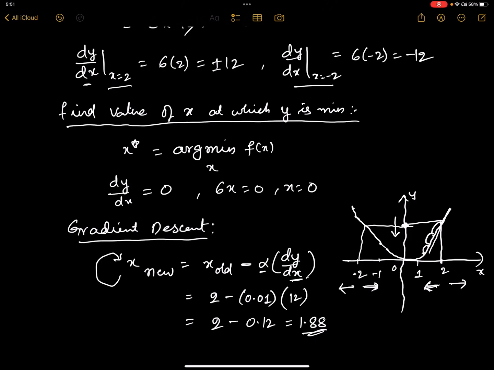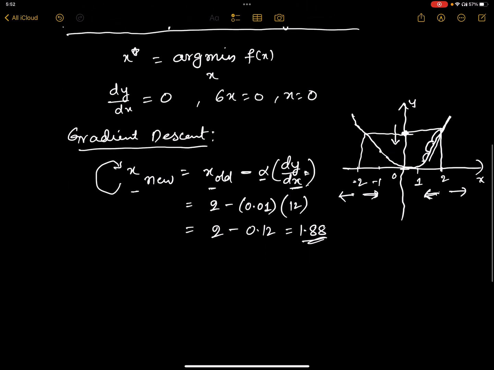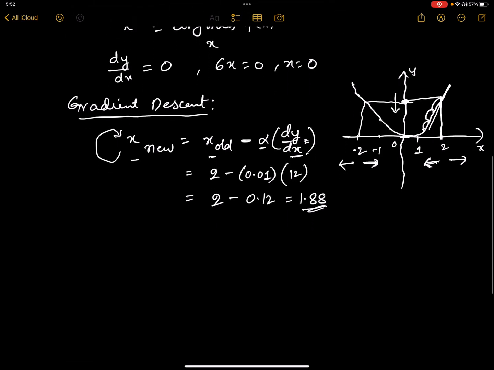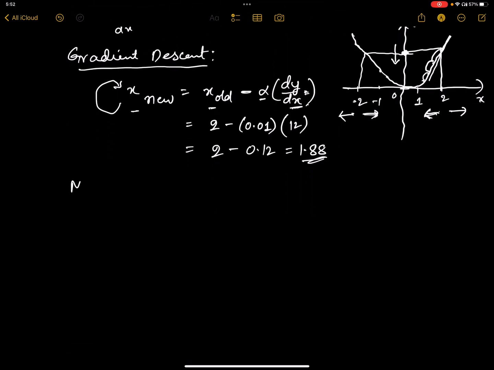So repeat this algorithm till the value of x new and x old doesn't change, and eventually it will converge to the minimal value, because at the minimal value x is equal to 0, dy by dx is equal to 0, so there won't be any changes in the old and new values. It will converge to the point where the value of y is minimum. So this is a case of single variable function. Even in terms of multivariable function, the concept remains the same.